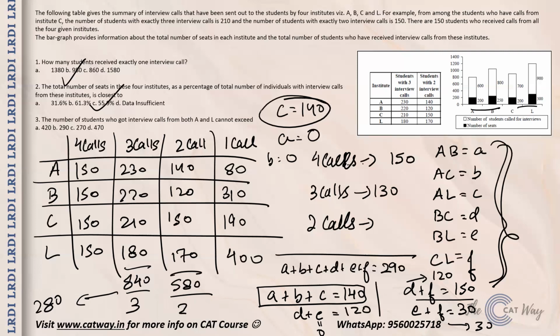So yes, we can have the people who have got two calls, and the calls are from A and L, as C. We can have them as the maximum value of 140. So these are the maximum number of people who have got calls from both A and L. So the total is 15 plus 14, 29, 29 plus 13 is 42. So 420 is the maximum number of people who can have got calls from both A and L. So the correct answer will be option number A, 420.